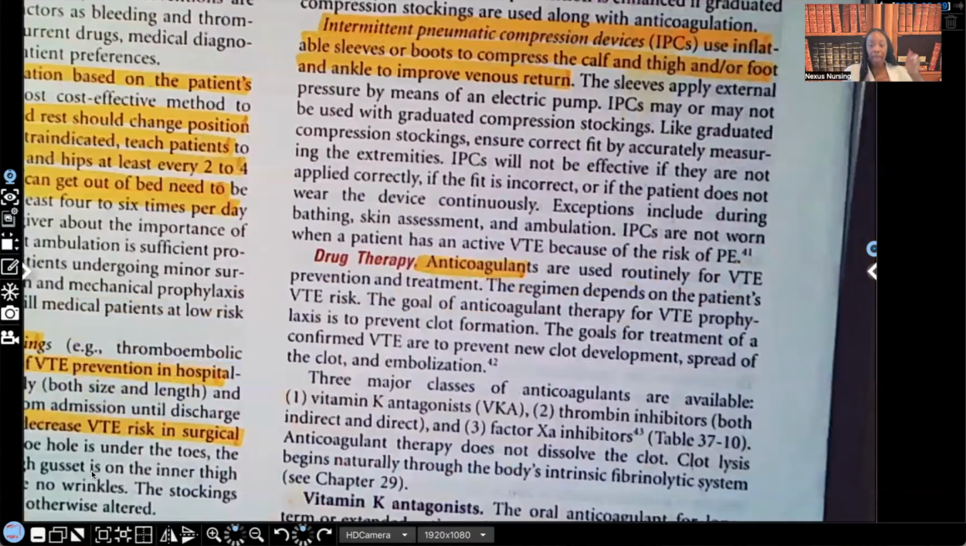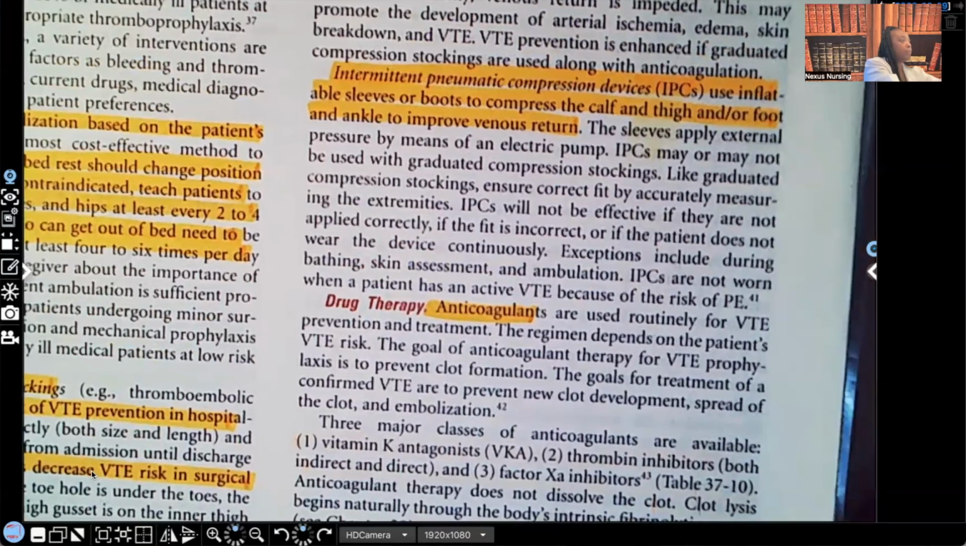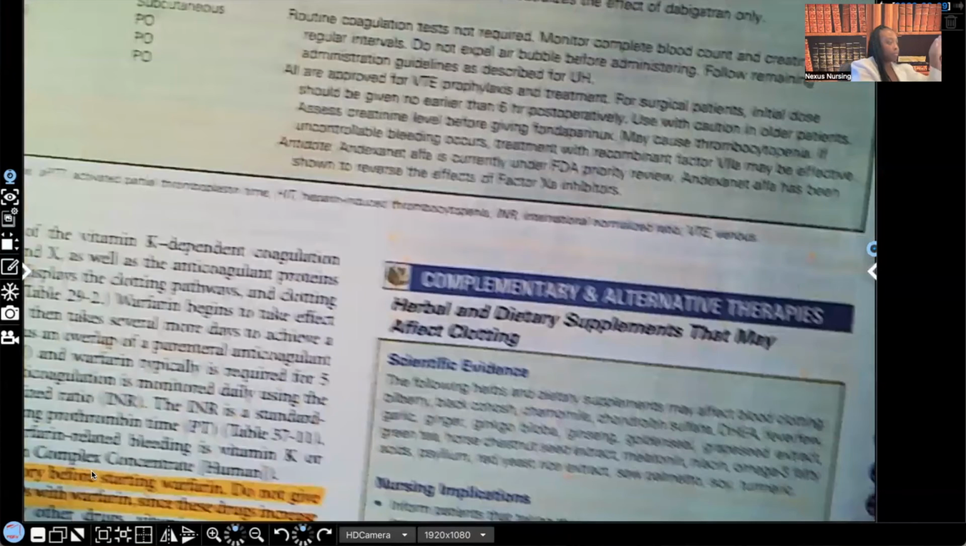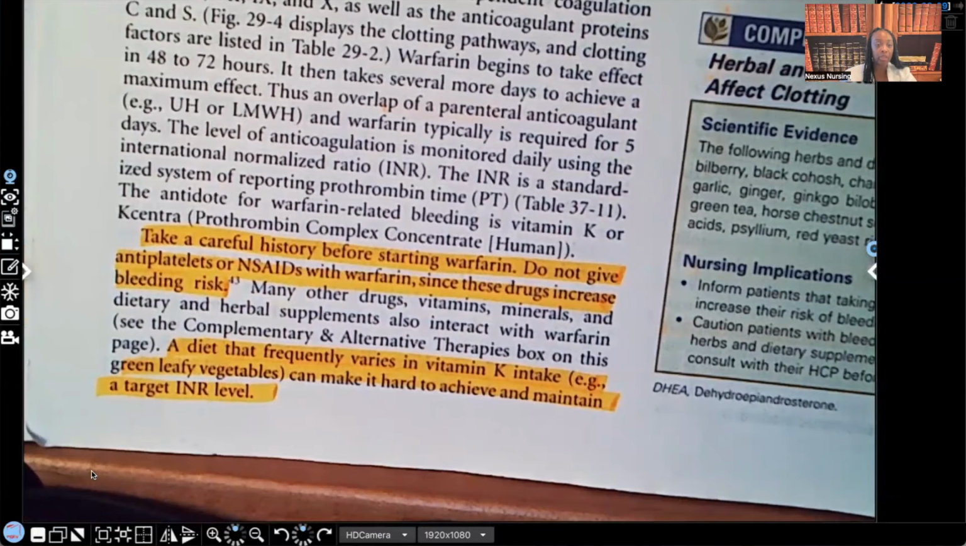Drug therapy, anticoagulants. We talked about the heparin. We talked about the Coumadin. Make sure you guys go and read about those in detail. You're going to take a careful history before you start your patient on Coumadin. Do not give antiplatelets or NSAIDs with warfarin, that's your Coumadin, since these drugs increase bleeding risk. You see that statement? If you're taking fundamentals of nursing, you're going to see that on a test somewhere, right? You go to cardio, you're going to see that on a test somewhere, and you may see it on your exit exam as well. Make sure you know that, very important.